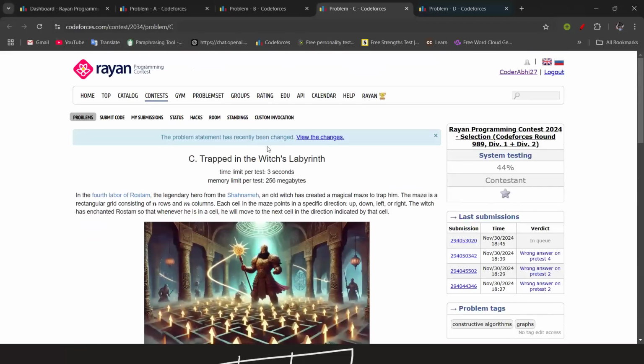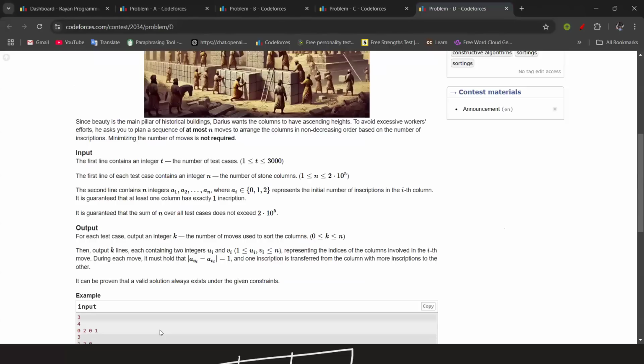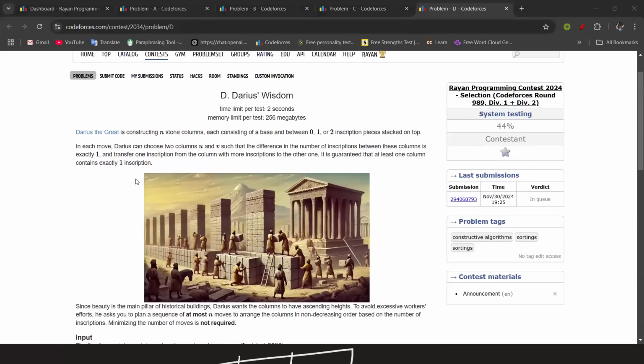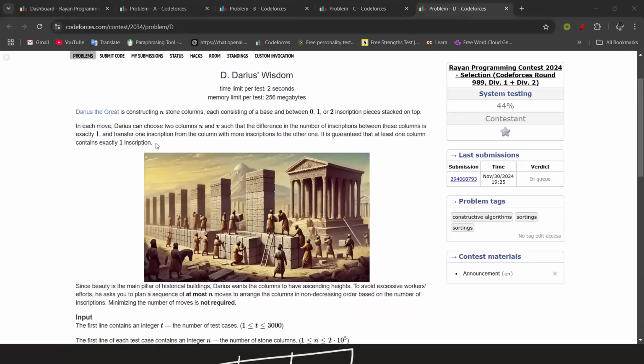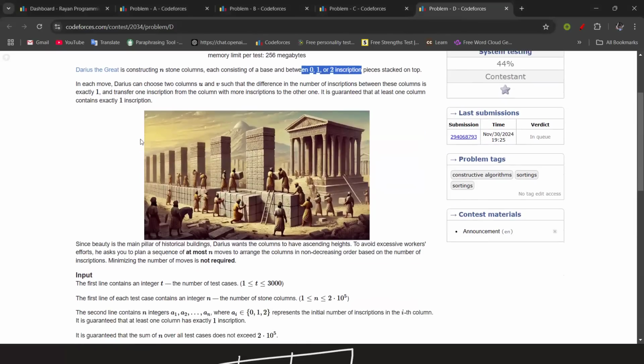Okay, so let's move to problem D now. Here we are given that he's constructing n stone columns, each with base 0, 1, or 2. So basically we are given an array of n values consisting of 0, 1, or 2. Then you can choose two columns U and V such that the difference in the number of inscriptions between these columns is exactly 1, and transfer one inscription from the column with more inscriptions to the other one. It is guaranteed that at least one column contains exactly one inscription.